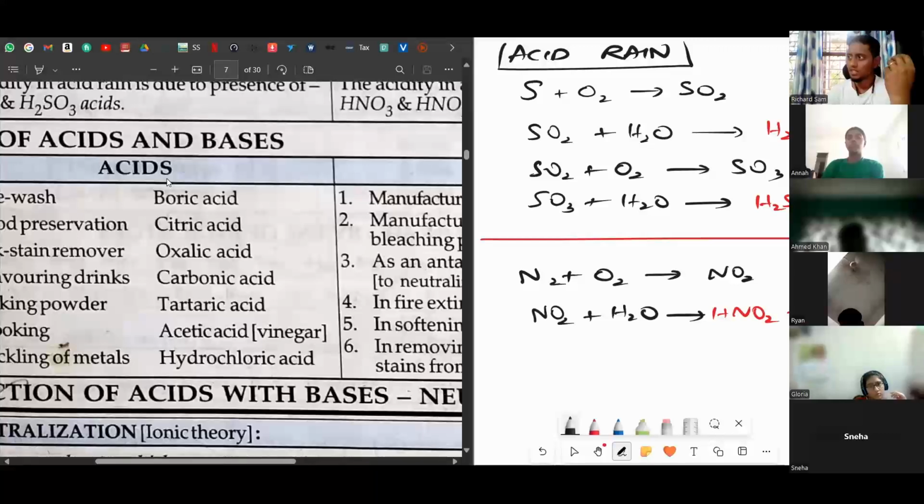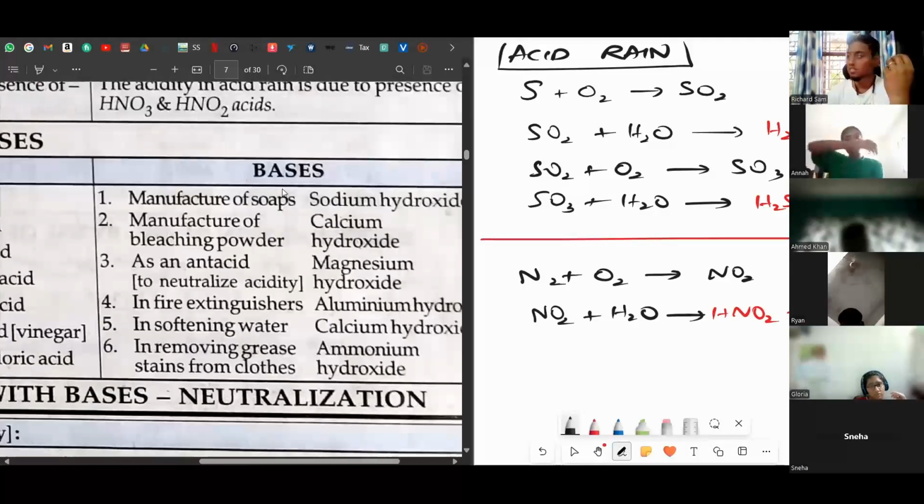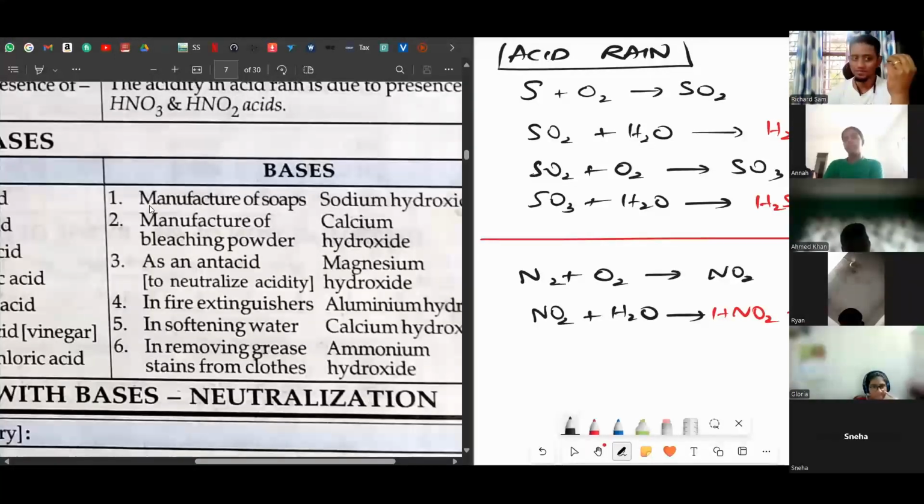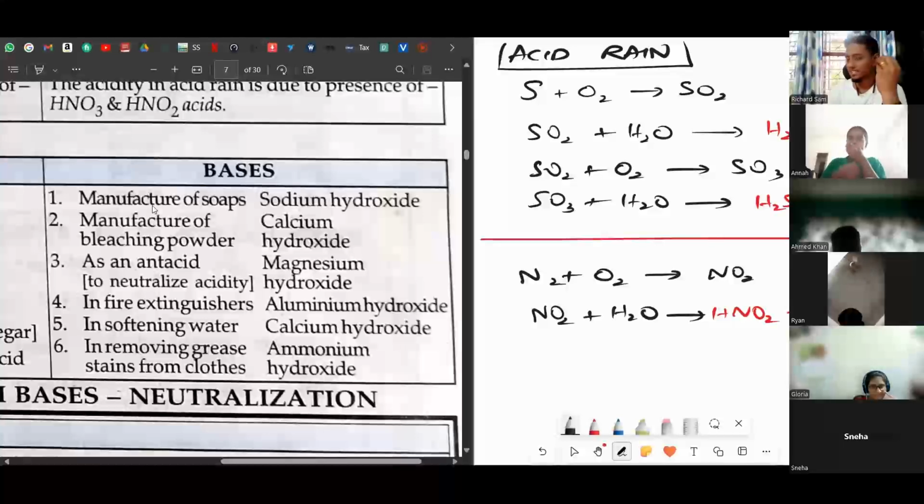Salty? Sour, okay. And how do bases taste? Bitter, okay. Have you tasted soap? Good taste, okay. It is bitter in taste, okay. Then calcium hydroxide is present in bleaching powder, washing clothes, okay. So that's one of the weak alkalis.